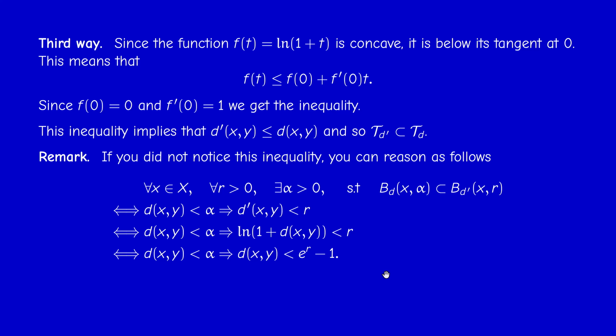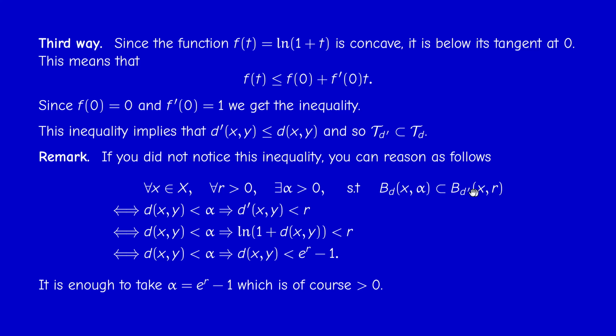Okay, so when is this true? It's true if we take alpha equal to e^r minus 1 or anything less. So we can take any number. We can take (e^r minus 1) over 2 if we like. And of course, this quantity is strictly positive because r is positive, so the exponential is strictly bigger than 1. Okay, so this is another proof that Td prime is contained in Td.